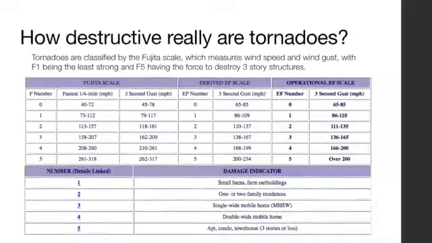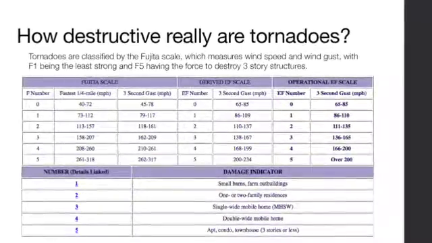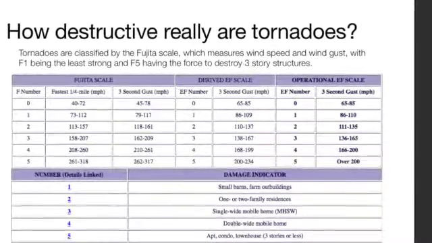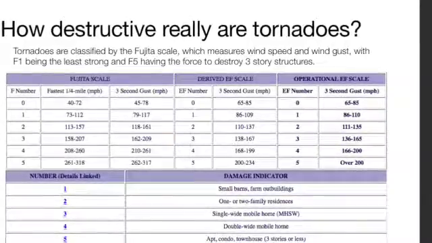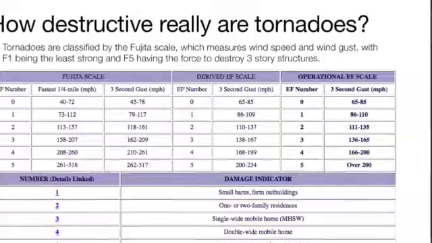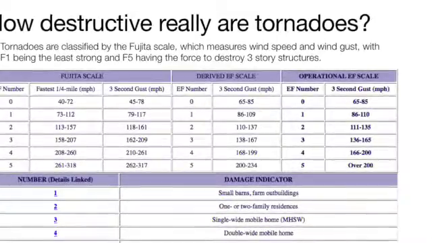So how destructive are tornadoes really? We have a scale called the Fujita scale that tells us how destructive a tornado will be, F0 being the least destructive and F5 being the most destructive. And an F5 tornado will cause damage to houses, to apartment complexes, and to three-story buildings.